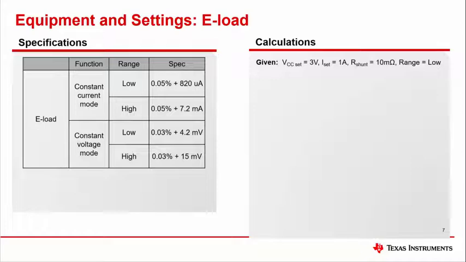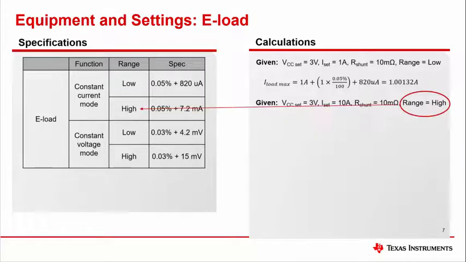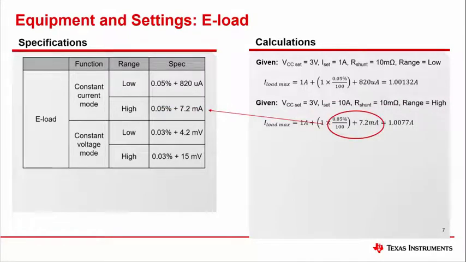For the E-load above, we will program it with a constant current sink of 1 amp. In the low range, we calculate a current of 1.00132 amps in this range. If we select the high range, we calculate a current of 1.0077 amps. If these settings are used on this E-load to test the output measurements of an INA190A1 with a gain error of 0.2%, the E-load's current error will influence the accuracy of our INA current measurement substantially.